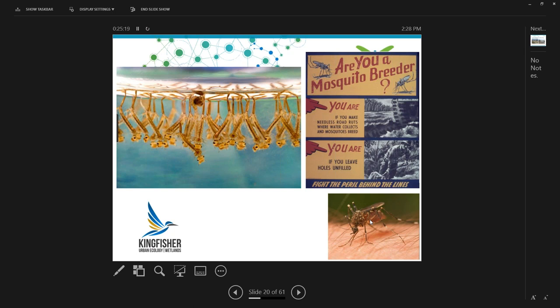So I'm not going to say that there's a design that totally gets rid of mosquitoes. But what we look at is mosquito management. And then how do we maximize the ability to manage while minimizing their habitat?